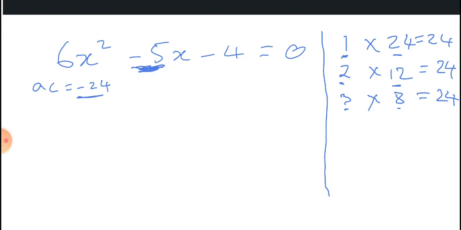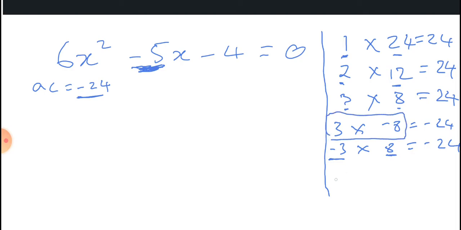But we want it to be minus 24. So it could either be 3 times minus 8 is minus 24, or minus 3 times 8 is equal to minus 24. But remember, one of these pairs has to add to give minus 5. If you look here, minus 3 add 8 is positive 5 and not negative 5. So it can't be this one. So it must be this one. But let's check it still. What's 3 add minus 8? It is minus 5. So that is the number pair that we want. 3 times minus 8.